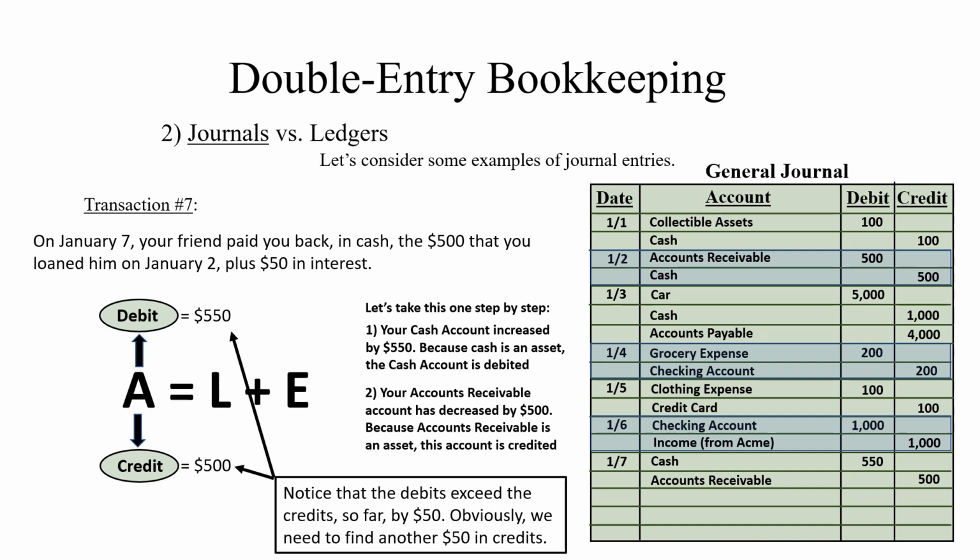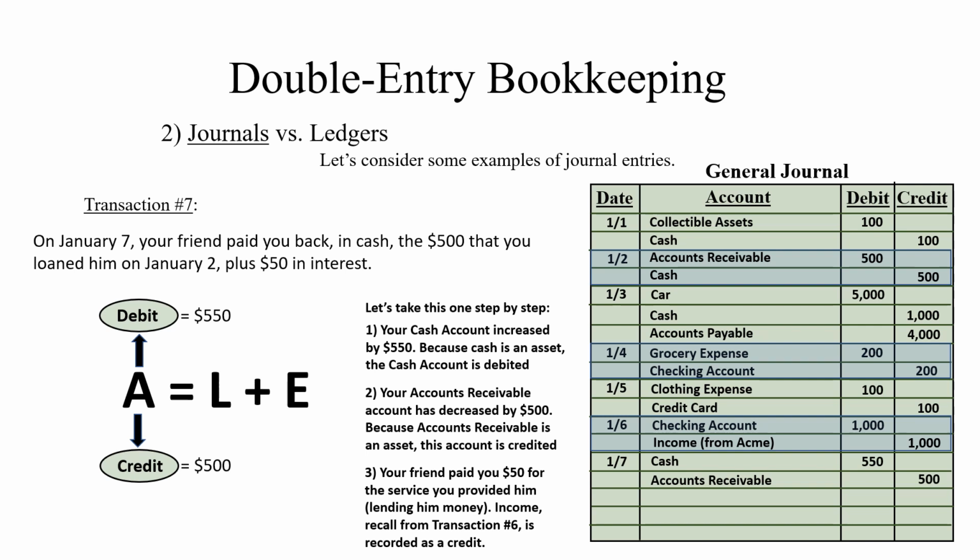Notice that the debits exceed the credits so far by $50. Obviously, we need to find another $50 in credits. Your friend paid you $50 for the service you provided him, lending him money. Income, recall from transaction 6, is recorded as a credit. To distinguish this income account from your wages from Acme Widget Company, we'll call this account interest income. And income, of course, is recorded as a credit.